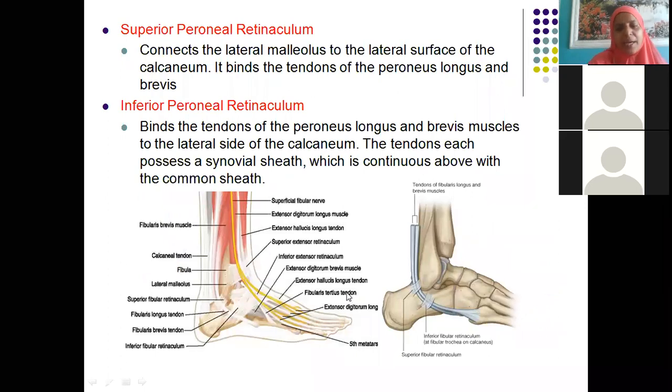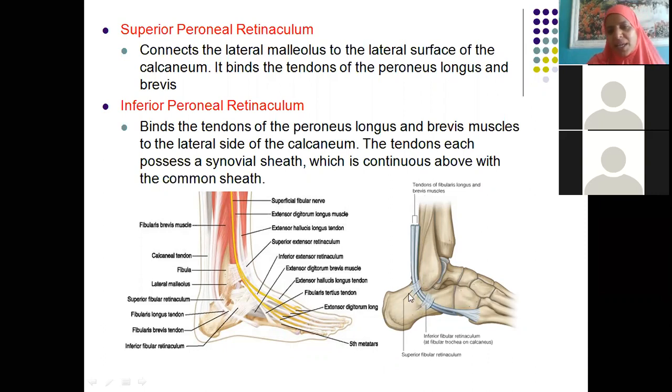Now coming to the other retinacula, the lateral compartment. See, this is the little toe, that means this is the lateral aspect. What is the name of this bone? Fibula. What is the name of this malleolus? Lateral malleolus. Very good. What are these two tendons? Peroneus longus, peroneus brevis. What is the name of this bone? Calcaneus. Very good.